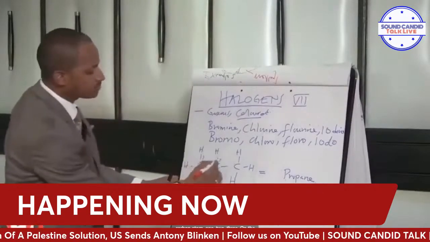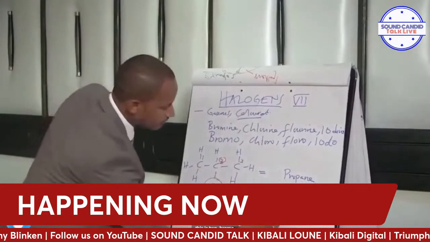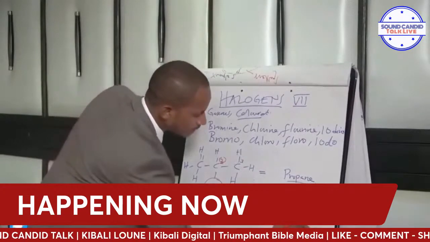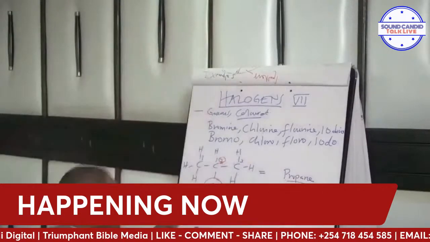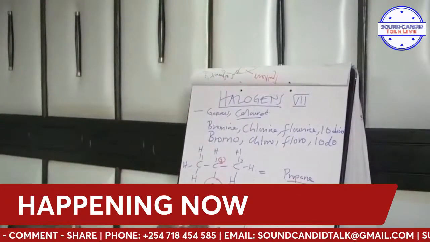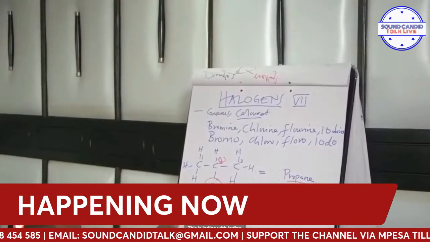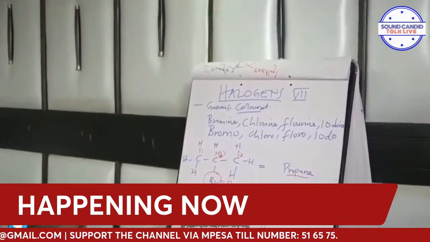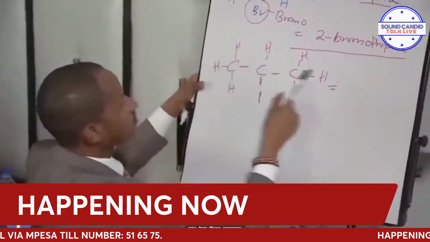But on which carbon atom? 1, 2, 3. On the second carbon atom. So the name of this is 2-bromo-propane. Suppose we have this. This is iodine with iodine. So with iodine, identify the longest continuous chain, which is 1, 2, 3 propane.